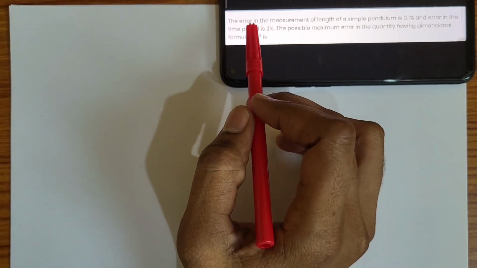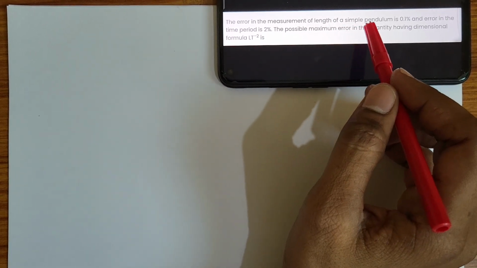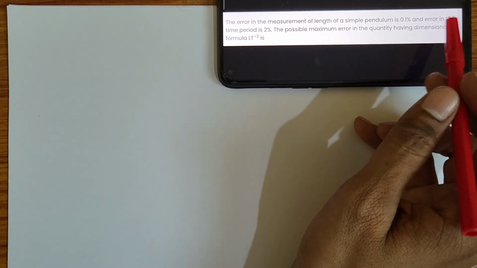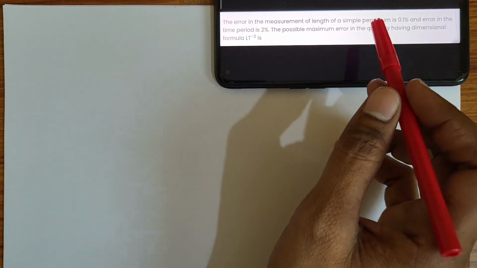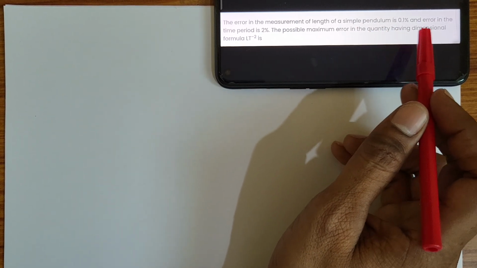Hello everyone, let us understand the question. The error in measurement of the length of a simple pendulum is 0.1% and the error in the time period is 2%. The possible maximum error in the quantity having the dimensional formula LT power minus 2.